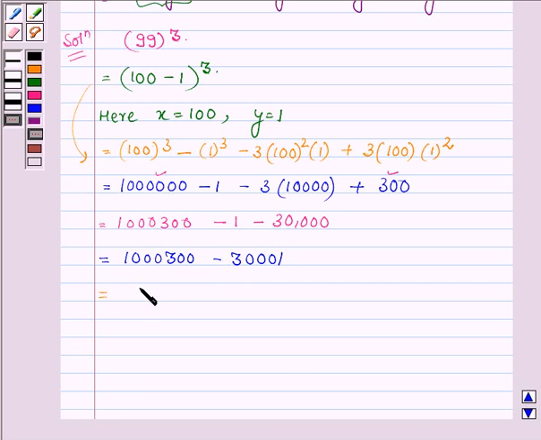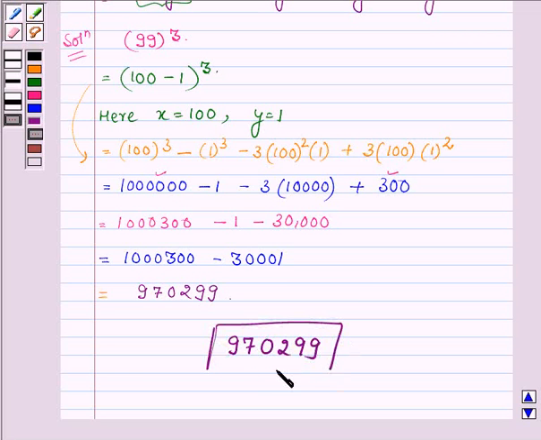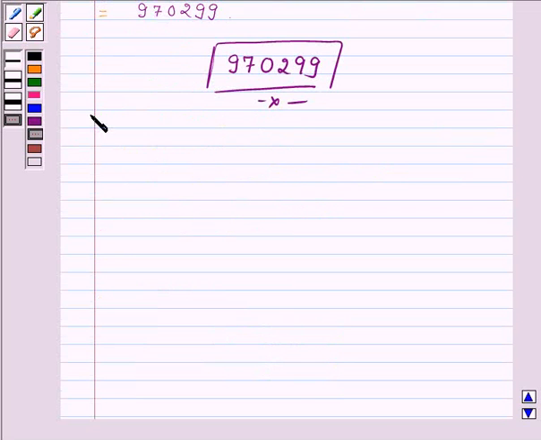equal to 970299, and thus 99 whole cube is equal to 970299. So this completes the first part, and now proceeding on to the second part, where we have to find 102 whole cube.